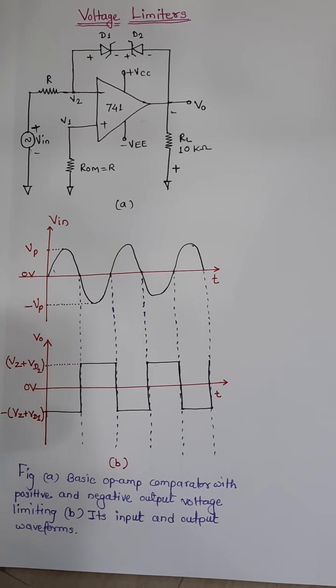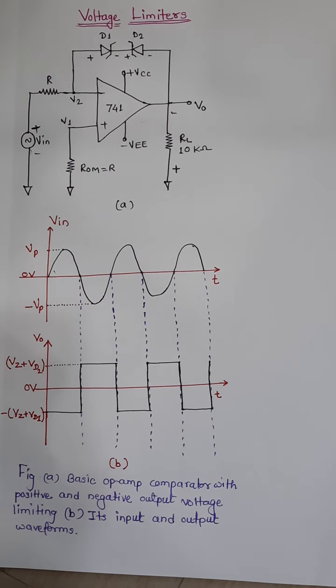Welcome all. In this lecture, we will see the voltage limiter circuit, which is one of the applications of the op-amp comparator circuit, where the output voltage will be limited by some of the components that we have connected in the circuit. So let's see the circuit diagram of the voltage limiter.